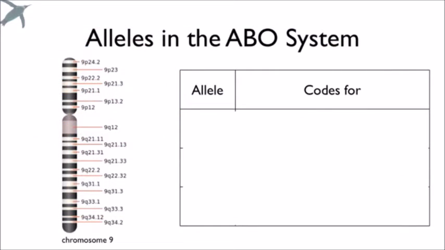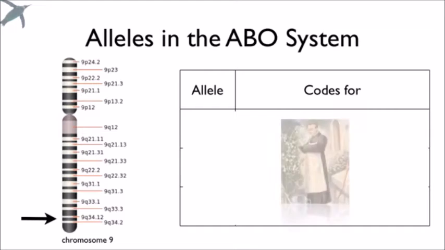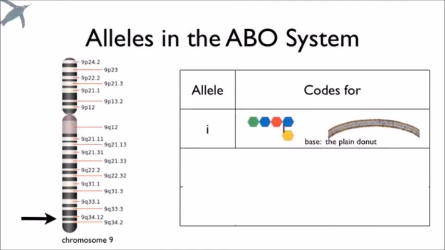The alleles in the ABO system are encoded here at the long arm on chromosome 9. And this, again, is another example of Mendelian inheritance. So it might be a little confusing, but there's actually 3 alleles that we worry about. But don't worry, we're going to go through it.